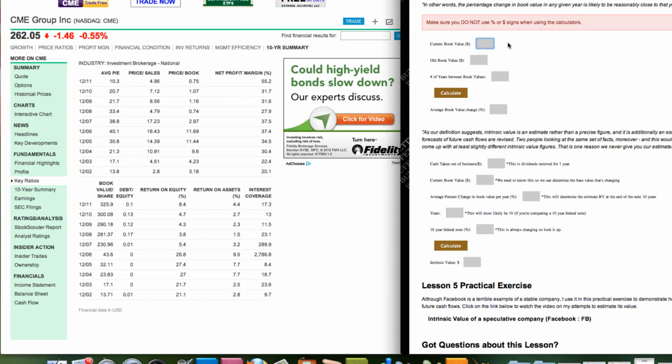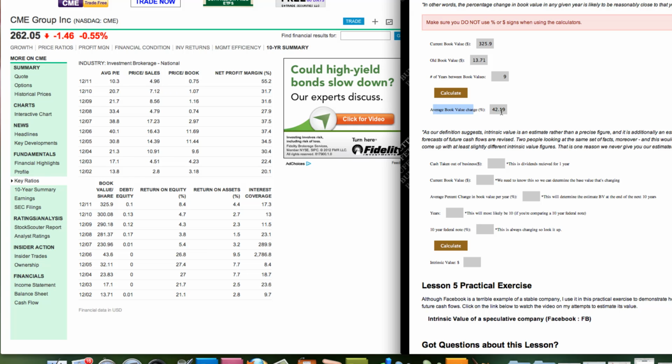So they go here to the current book value and they'd put in $325.09, or 90 cents. The old book value, they'd look at it and say, well, it grew from $13.71. And the number of years between that is 9 years. So they'd hit calculate and they'd see that the average book value change was 42%. Which is massive. This company had massive growth.